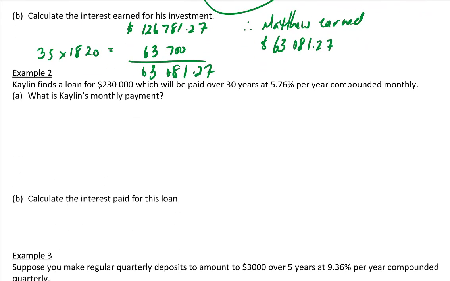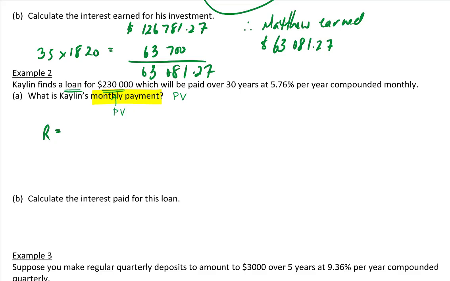Example 2. Katelyn finds a loan for $230,000. So notice we're looking at a loan, so that means we're going to be trying to make a present value calculation, one of the two formulas. And notice we're actually given the value of the loan, so that is the present value. And the second key thing is we're looking for a monthly payment. So always look at what it is you need to use. So if I'm looking for a monthly payment, I need the formula for the regular payment, R.